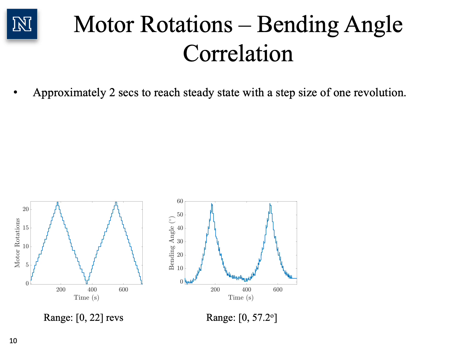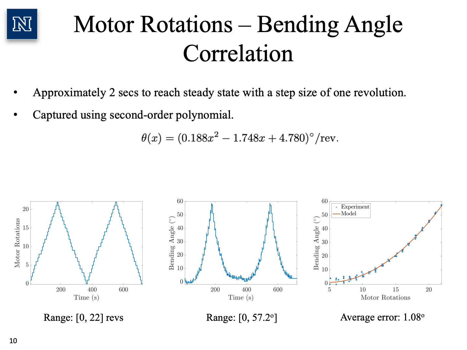For 22 motor rotations, a bending angle of around 57.2 degrees was obtained, while the manipulator was capable of achieving a bending angle of around 97.4 degrees. Repeatedly applying such inputs could damage the soft robot. In comparison to other similar structures, the bending angle achieved by the proposed robotic manipulator was superior. Furthermore, the steady-state motor rotations bending angle correlation was captured using a second-order polynomial. The average modeling error was 1.08 degrees.